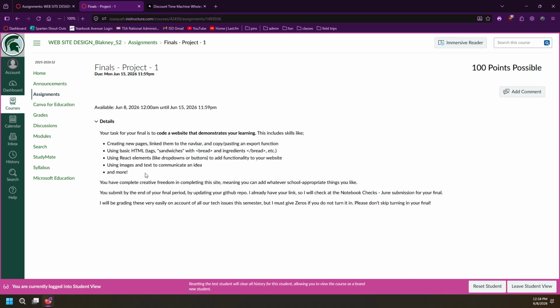You don't have to make another version of chess that works on the web or solitaire or minesweeper or whatever. You don't have to make a full-blown game for your final. You just have to code a website that individually demonstrates your learning. Okay, does that make sense? It is very open-ended and very easy, it will be very lightly graded just because we had so many tech issues, and a couple other things that just happened this semester, okay?